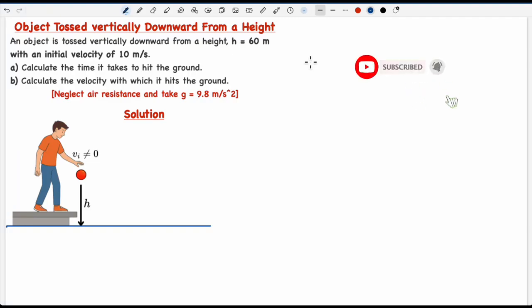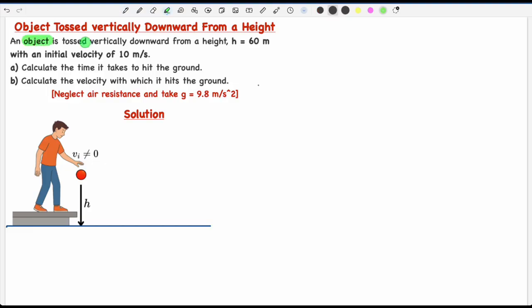In today's video, we are going to solve a problem on an object that is tossed vertically downwards from a height. And this is a kinematics problem. In this problem, the object is given an initial velocity. Now, let's look at the problem.